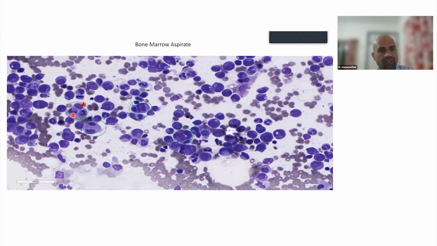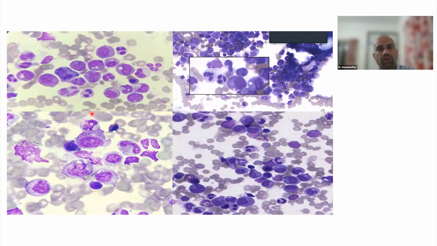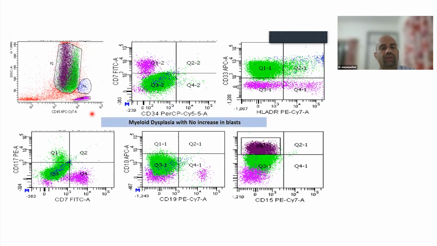This is the macrophage, it has eaten a neutrophil here. Now, in a viral, post-viral setting, you could see this kind of hemophagocytosis, which is reactive. And we looked, there was some amount of dysplasia present, blasts were less than 5%. A flow cytometry was done, and flow cytometry showed some dysplasia, but there was no increase in blast.